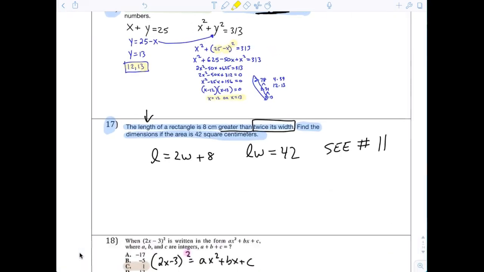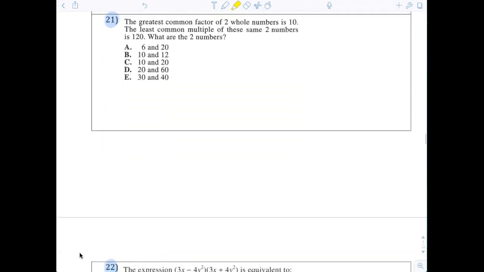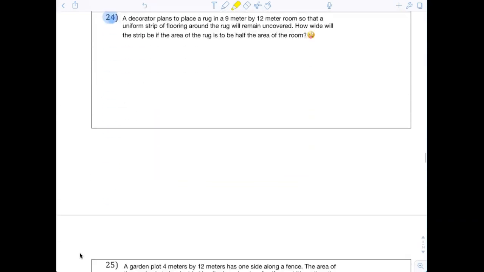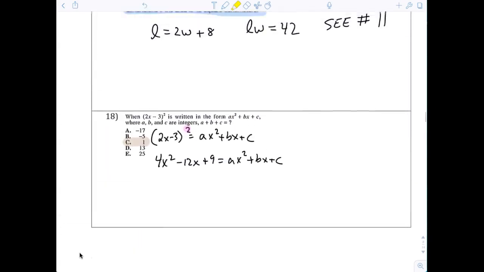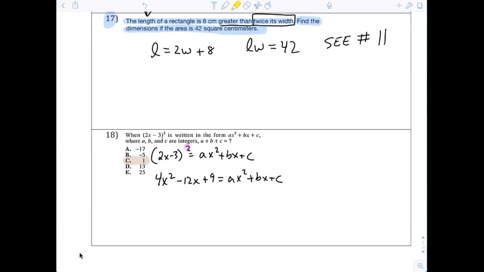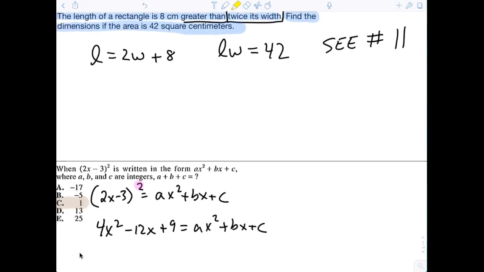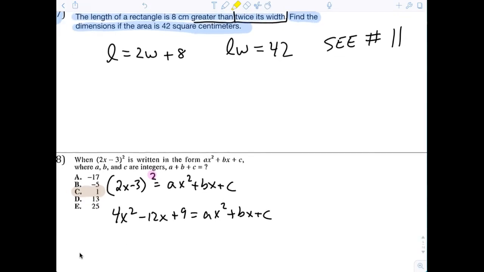Does anybody else want me to do a particular problem that we were supposed to do yesterday? 24. Isn't that beyond what we did? No, that was for homework. Oh, okay. Oh, yeah, 24 I told you to try. Yes, anything else besides 24? Anything else? What? Well, 17, yes.